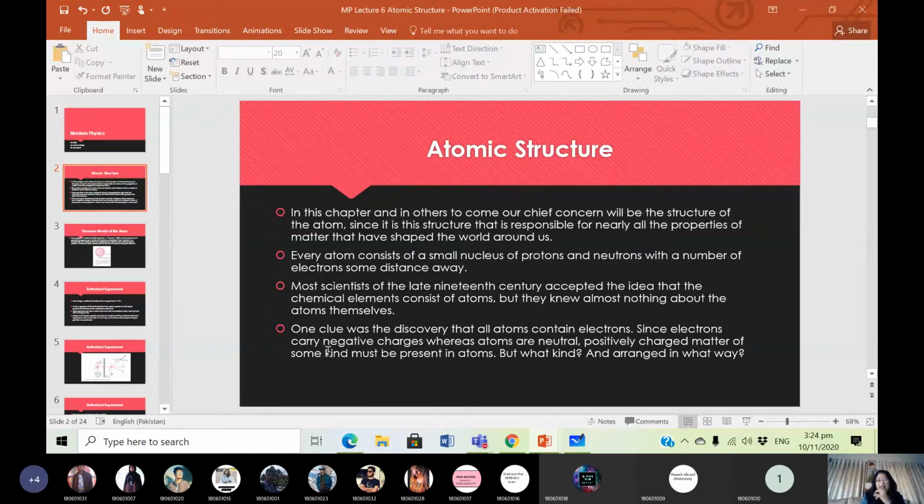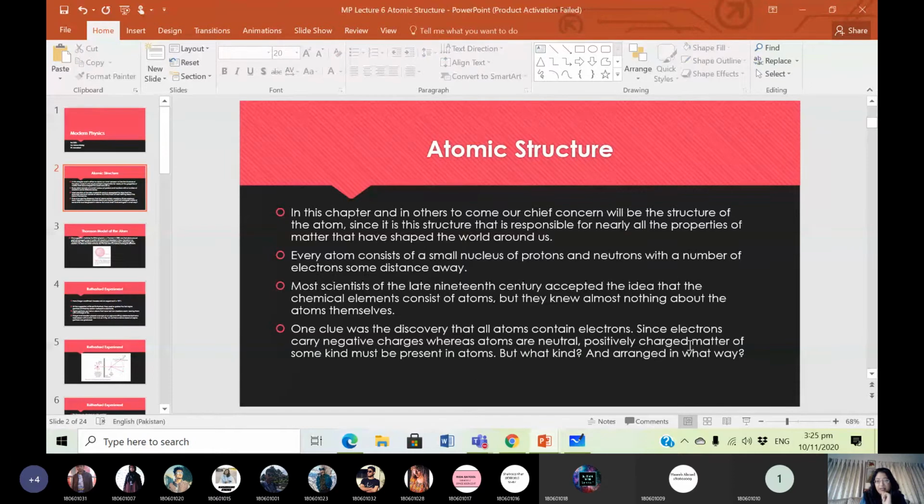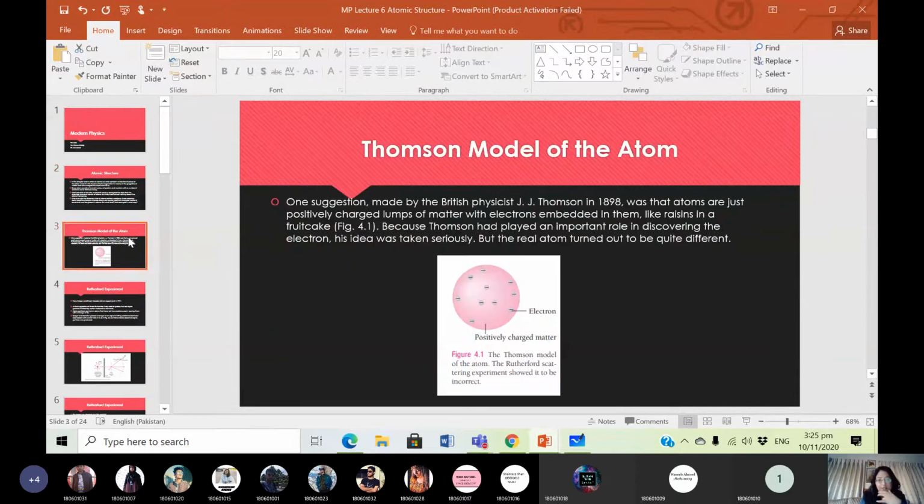Because atoms contain negatively charged electrons, they must also contain some positively charged matter, but scientists did not know how they were arranged. We're going to figure out how scientists discovered how these atoms are arranged, basically how the electrons, protons, and neutrons are arranged in an atom.